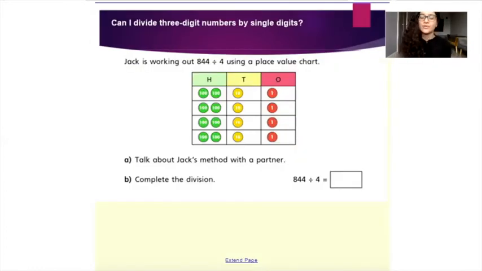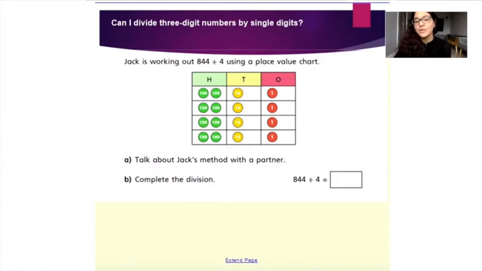Jack is working out 844 divided by 4 using a place value chart. Now, what I would like for you to do is to talk about his method, either with a member of your family or just think about it to yourself, and then complete the division. So you can pause the video and have a go, and then when you unpause, I will talk you through what needs to be done, or one of the ways it could be done.